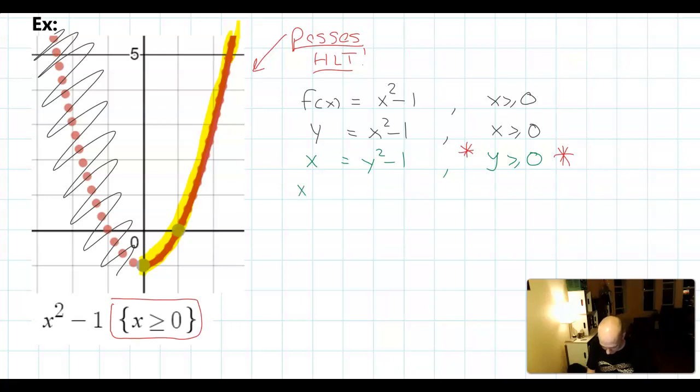And now I'll keep solving. x plus 1 equals y squared for y greater than or equal to 0. And now we'll take the square root, and I'll square root x plus 1 equals y.